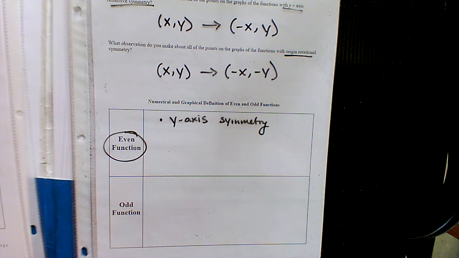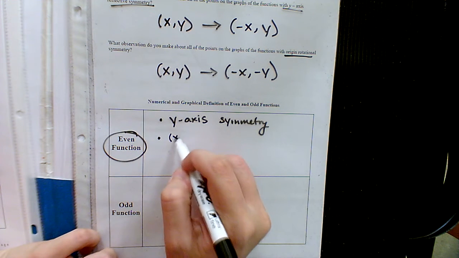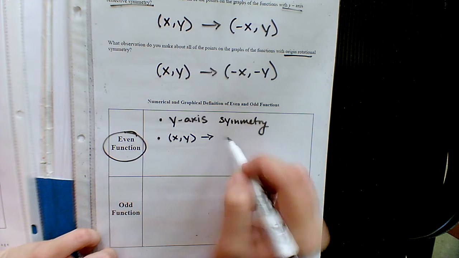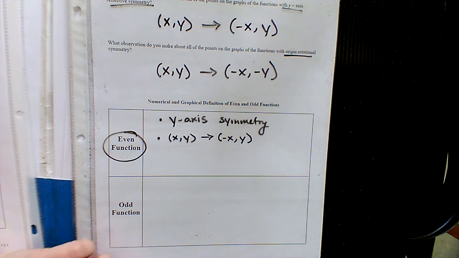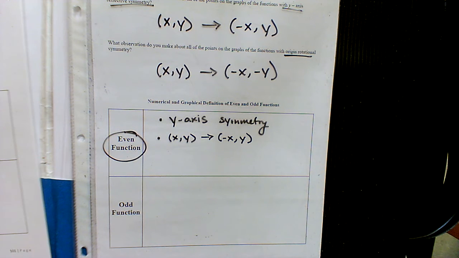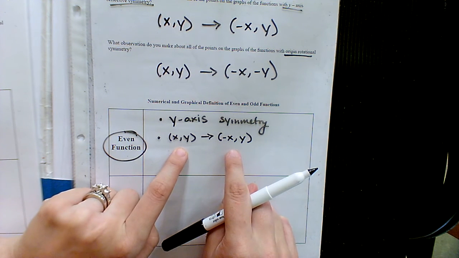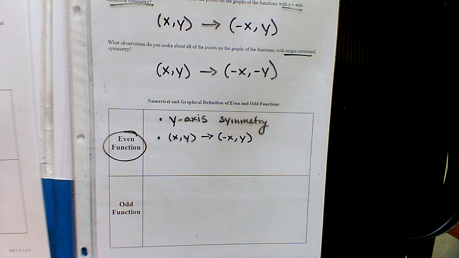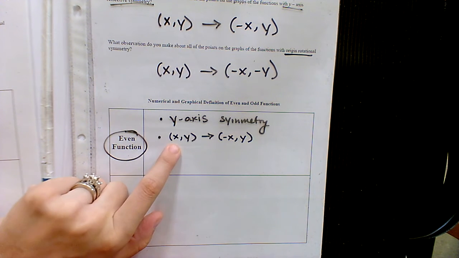So when I say even, you automatically know you can fold it left and right and it would match up. Just some other things to jot down here. If we know it has y-axis symmetry, we know this point relationship where the x is opposite but the y's stay the same. What we're going to try to do is convert this point relationship into function notation, like actual mathematical language.